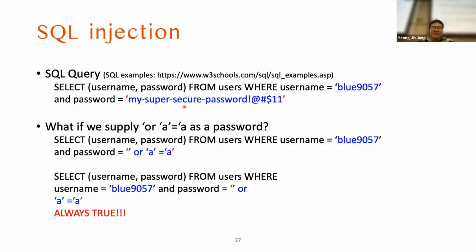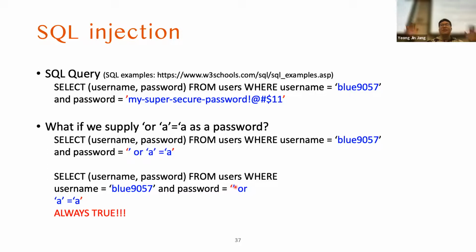And then this structured query will be transformed into select username, password from users where username is this one, and the password is just a null, and then or A equal A. So take a look at the where clause. Username is this one, and password is this one.